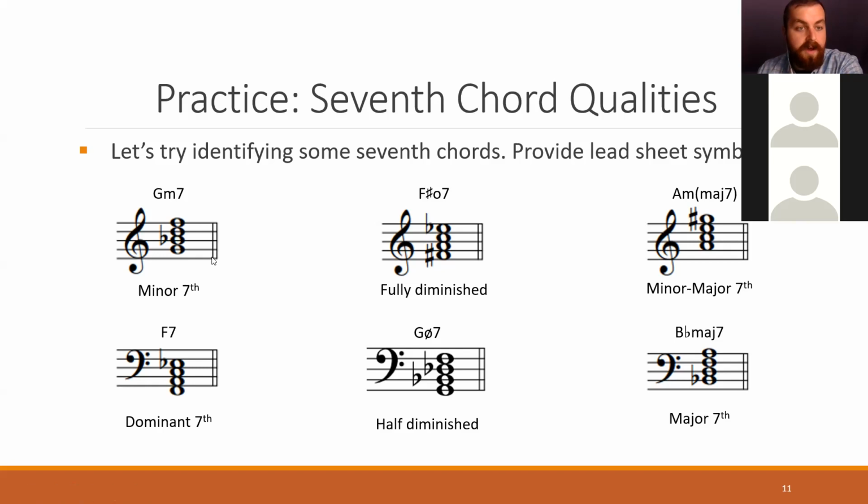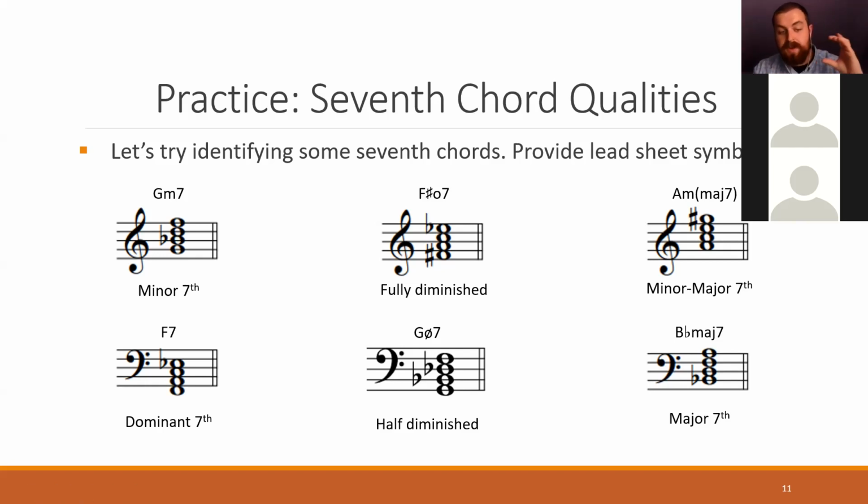Oh yeah, so question about review. The difference between half diminished and fully diminished: fully diminished is a diminished chord plus a diminished seventh. Half diminished is a diminished chord plus a minor seventh. Yeah, they're both diminished chords.